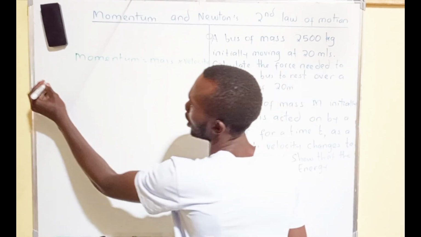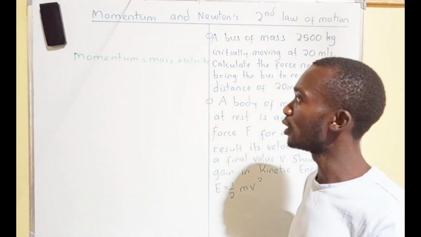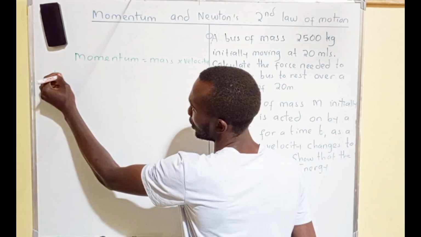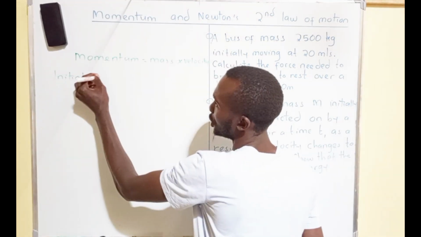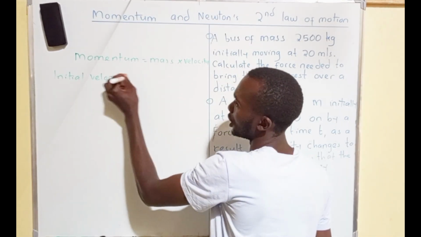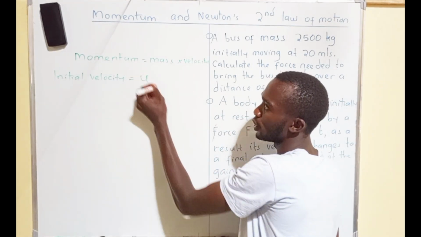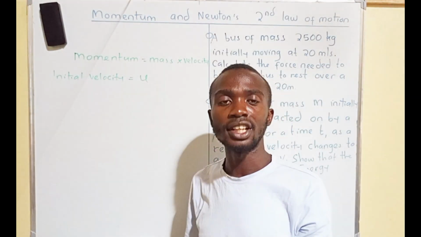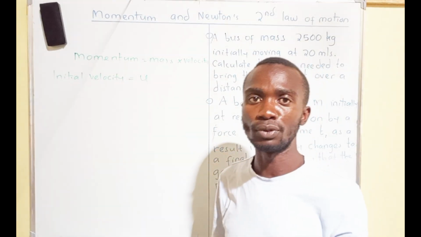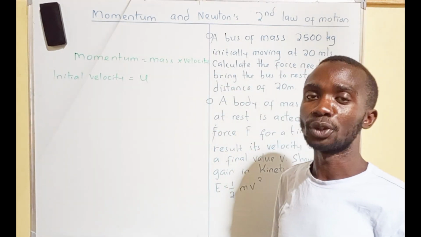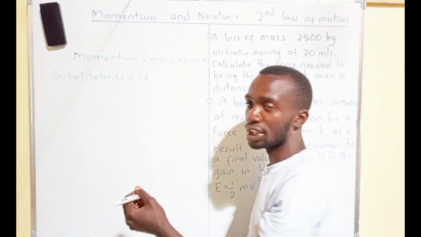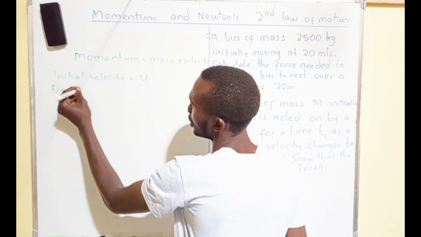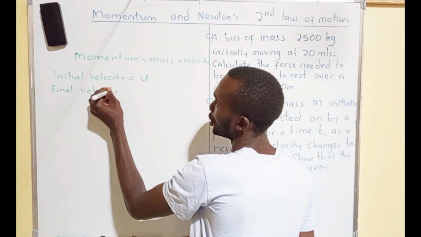Now, the initial velocity of a body is usually denoted by a small letter u, and the final velocity of any given body is denoted by v. Because when a body moves, there's the velocity at which it starts to move and the velocity with which it stops.